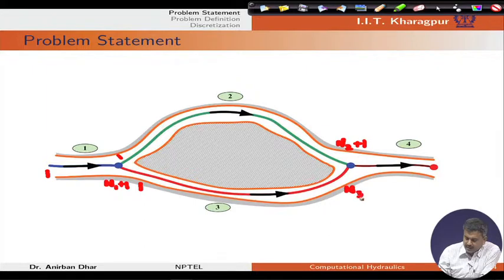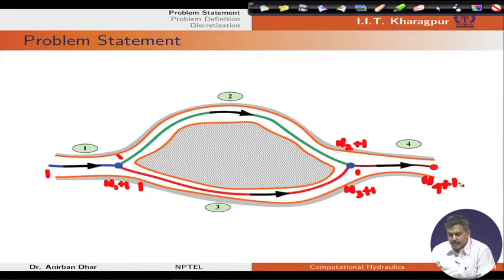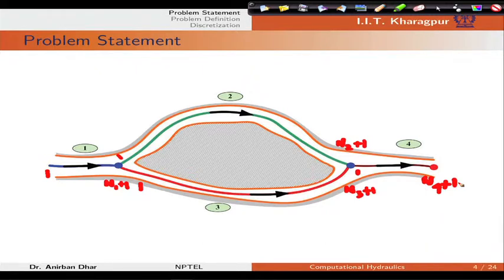So, channel 3 is starting at 1 and ending at n3 plus 1, and channel 4 is starting at 1 and ending at n4 plus 1. So, these are actually local numbering for this problem. Now, we need a global numbering system for our problem because we need to solve these equations simultaneously. So, let us see how we can define those numbering system or numbering scheme.